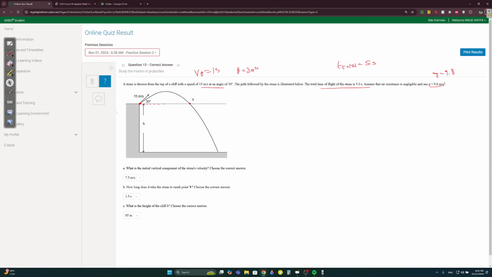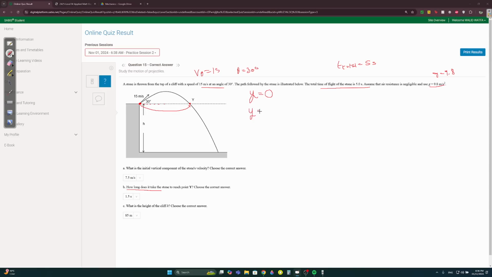Okay, so I honestly don't know where I stopped. I think I was doing part B. How long does it take to reach point Y? There are 2 methods for you to use. You can either use the fact that it ended up at the same Y. So that means the change in Y is 0, because you started here and you ended up at the same point.